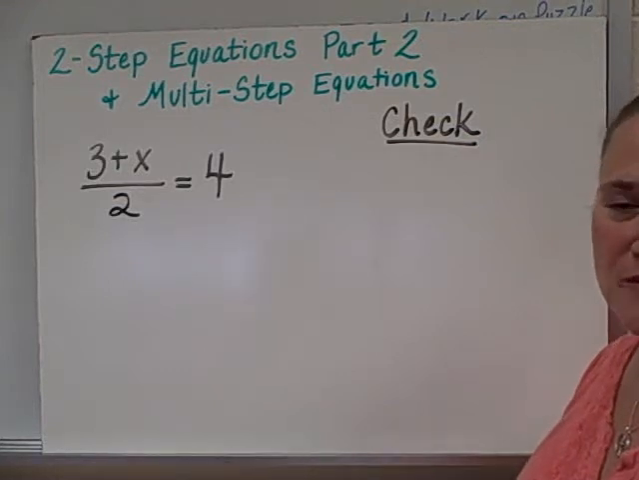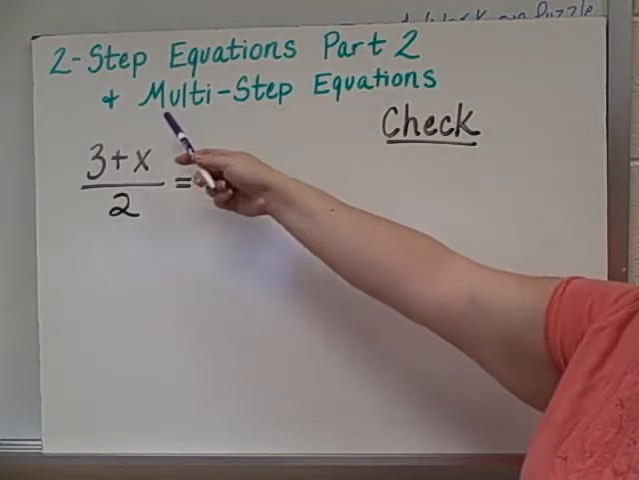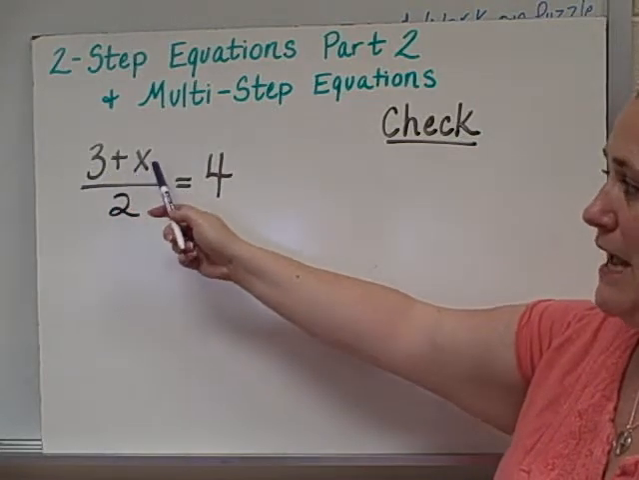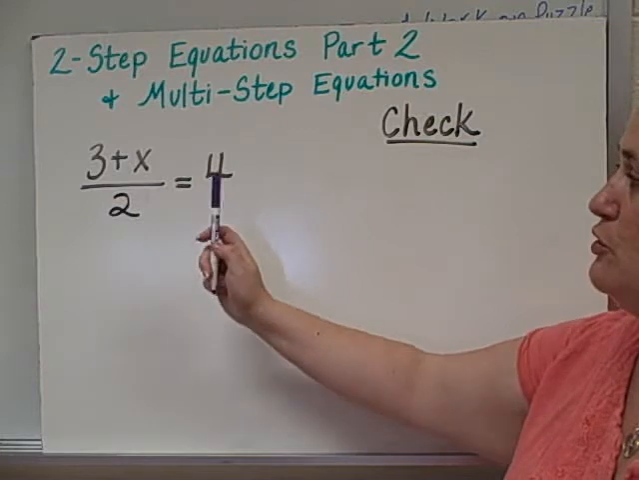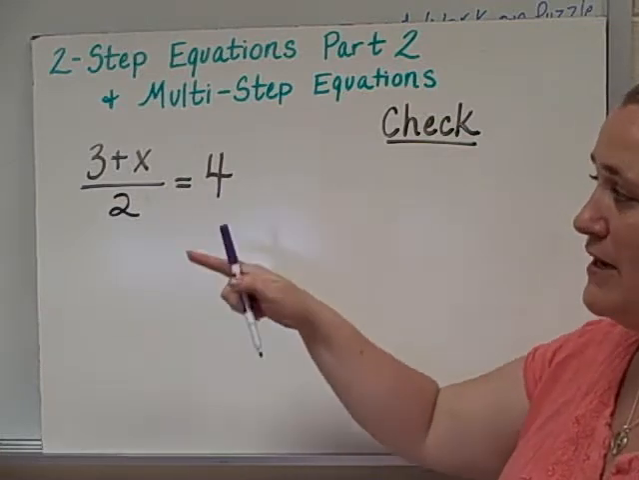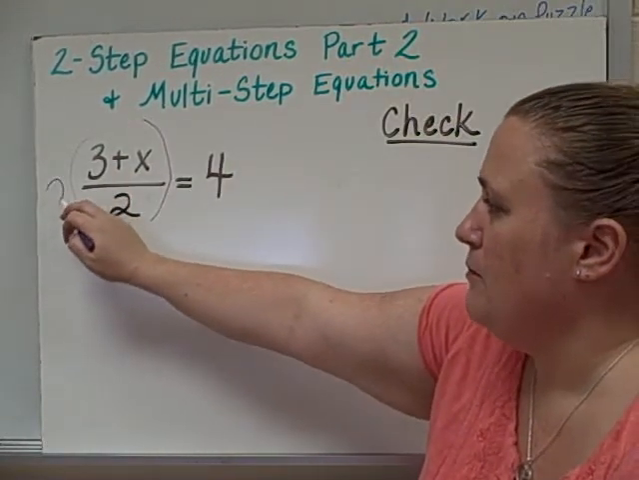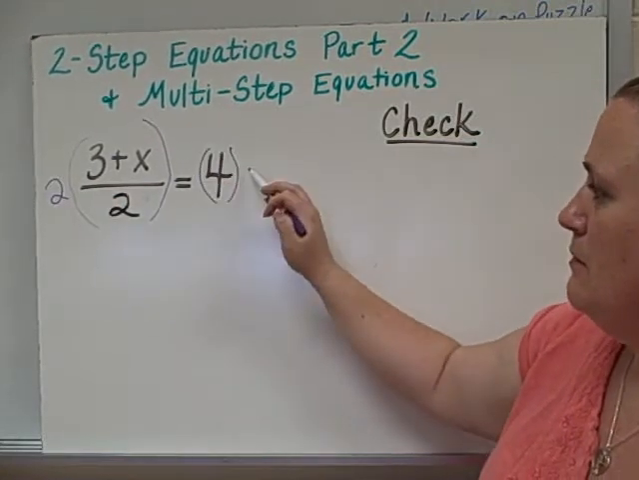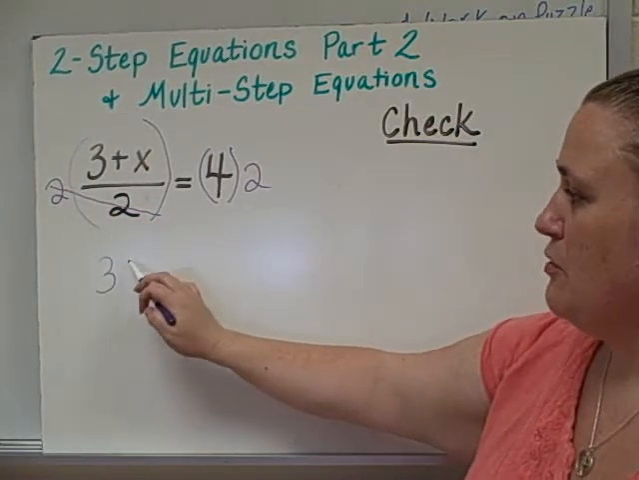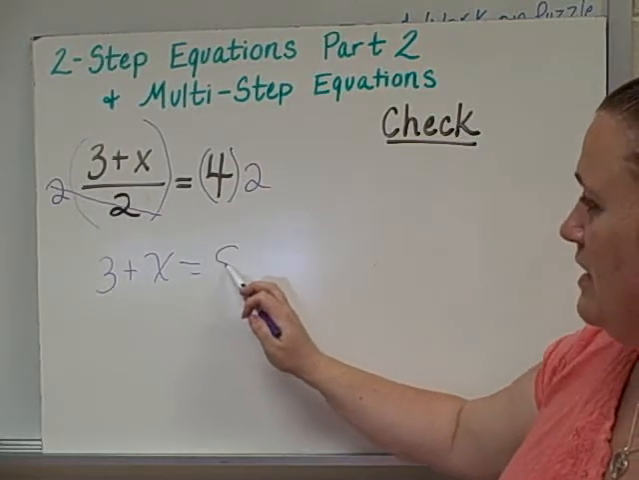Welcome to Unit 2. This is our 5th video. We're finishing up two-step equations for part 2, but we're also starting multi-step equations. So 3 plus x, and the sum is divided by 2 equals 4. Well, in order to get the x by itself, the first thing we need to do is multiply both sides by 2. Those cancel and leave us with 3 plus x, and 4 times 2 is 8.